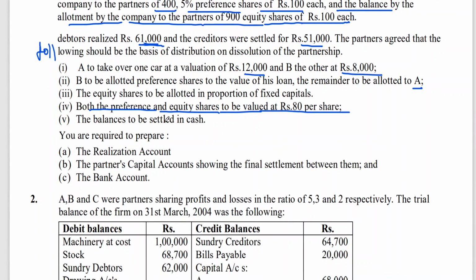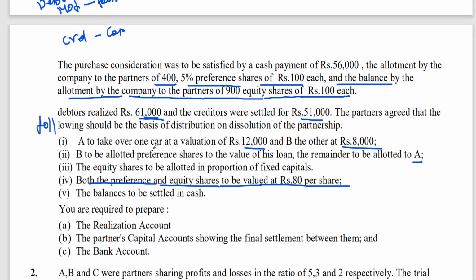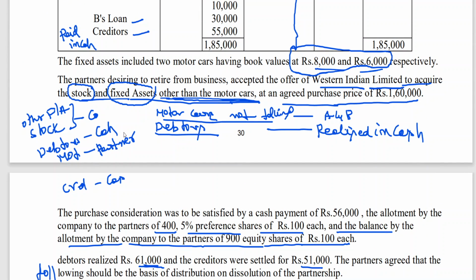The balance is to be settled in cash. That means the amount that is payable to partners is to be settled in cash. You are required to prepare the realisation account, partners' capital accounts showing the final settlement between them, and the bank account. Now we will discuss these things here.